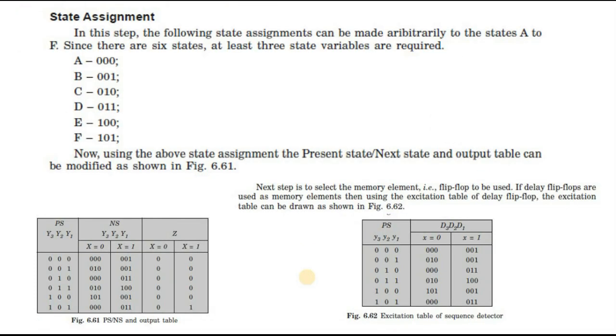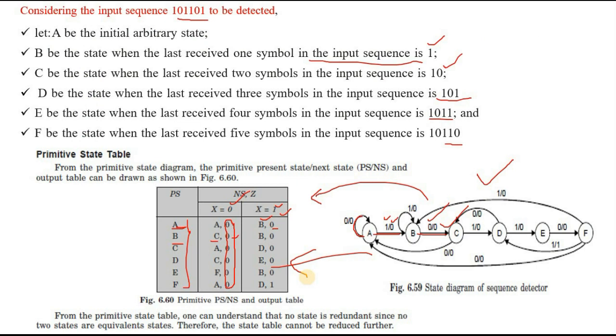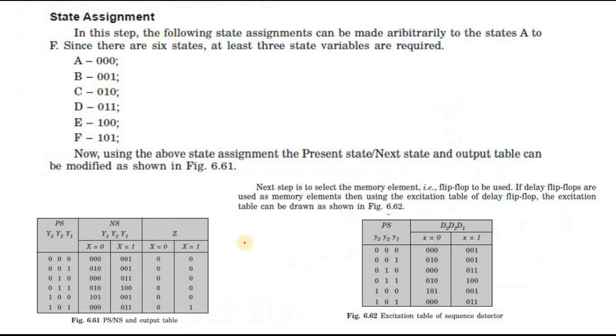So the next step: first step state diagram, second step state table, and third step state assignment. State assignment means for A, B, C, D, E, F we need to assign states. In this step the following state assignment can be made arbitrarily to the states A to F. There are 6 states. At least 3 state variables are required. That's why I have given the states like this.